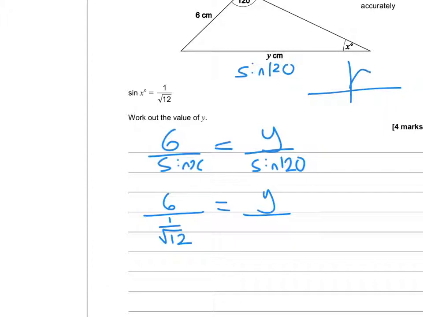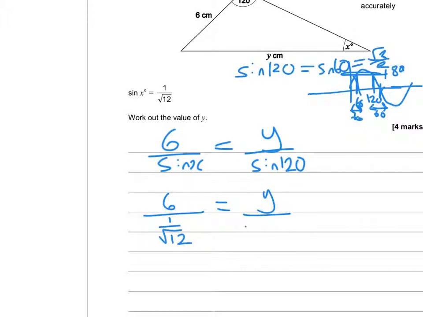Using my sine graph, that's 180. 120 will be there. That's the same as 60, because they're both 60 away from the edge. So that's the same as sine 60, which is root 3 over 2.